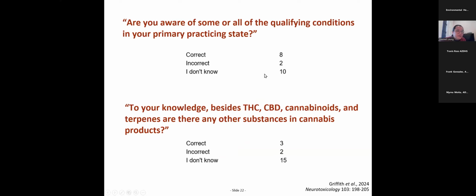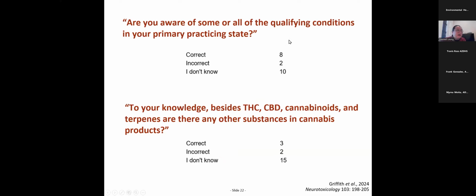Now we asked a couple more questions. Are you aware of some or all of the qualifying conditions in your primary practice state? In general, 4 in 5 of the physicians interviewed actually do know what is being listed as a qualifying condition and what is not.